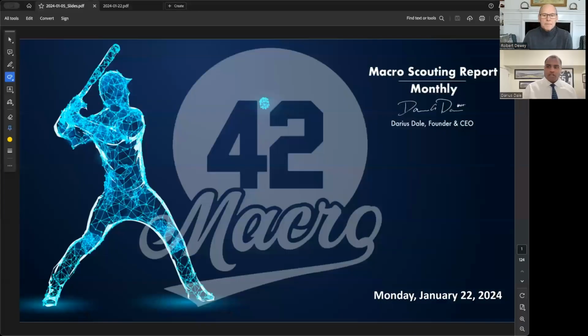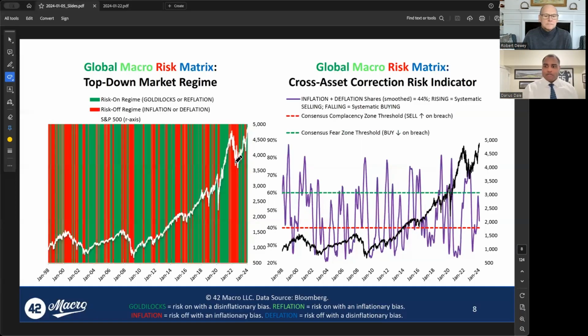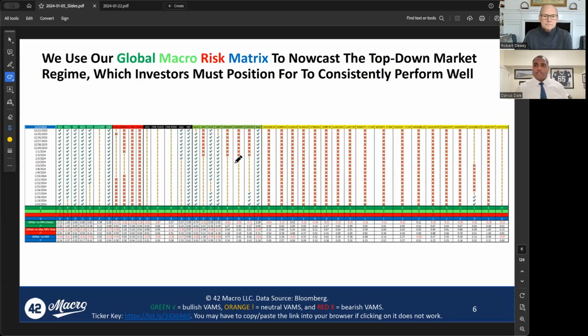I'll give you a brief overview of a couple of the models that we use to nowcast the market regime, and then we'll talk about the weather model, which I think is the main event here today, which helps us understand how to project that current regime into the future, if at all. So this is our global macro risk matrix. It's not a pretty chart for TV, but it's a very important chart in terms of helping investors understand what the hell is going on across global markets. How this model works is we are scoring 42 different markets from the perspective of our volatility adjusted momentum signal.